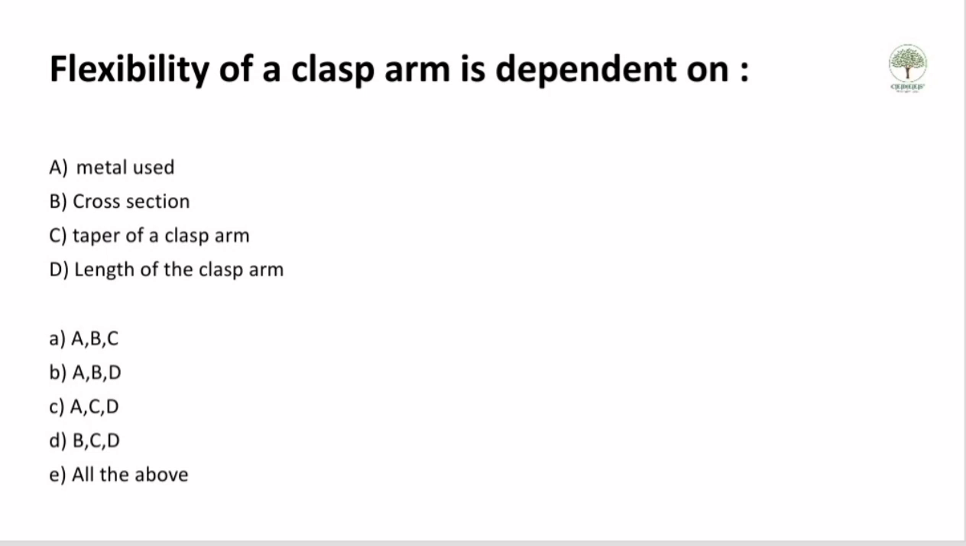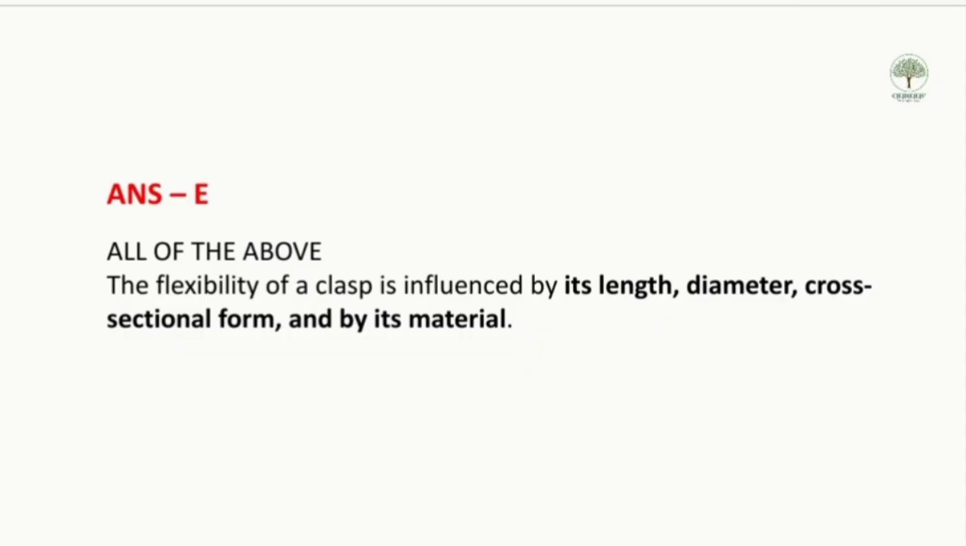Moving to our next one, flexibility of a clasp arm, RPD clasp arm, is dependent on A, metal used, B, cross section of the metal, C, taper of the clasp arm, or D, length of the clasp arm. Now, there are multiple options. So for this, you need to know the factors that are responsible for the clasp arm flexibility. So all of these factors are responsible for the flexibility of clasp arm, which is the length of the arm, the cross section of the arm, the type of alloy or the metal used, the cross section form, everything. So the answer is E, all of the above.